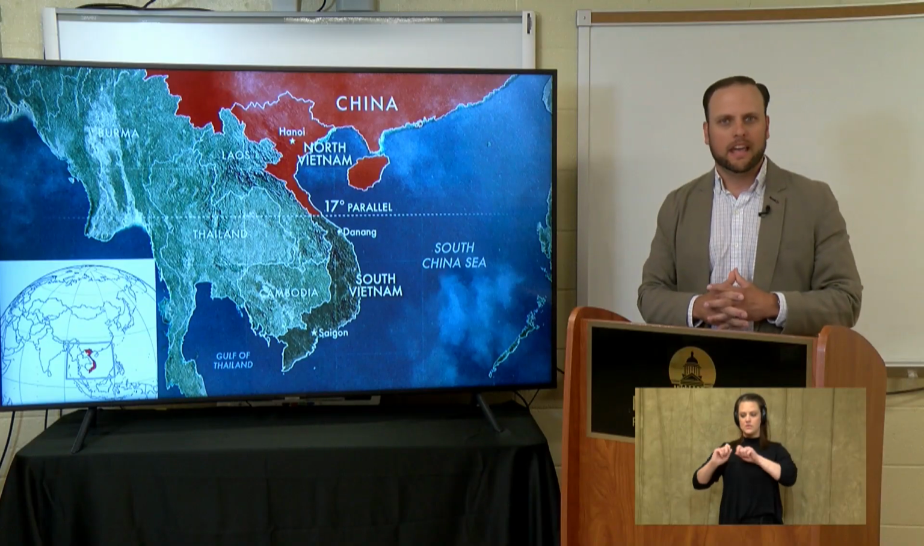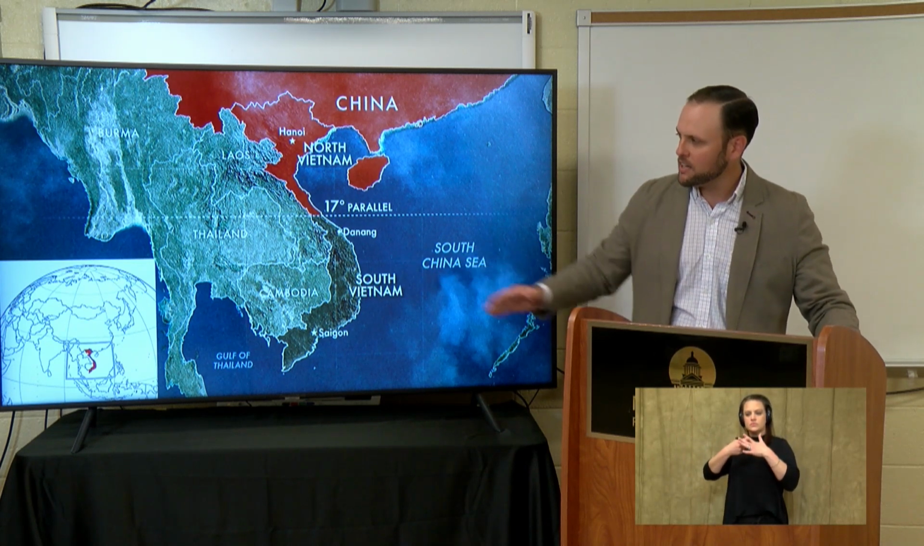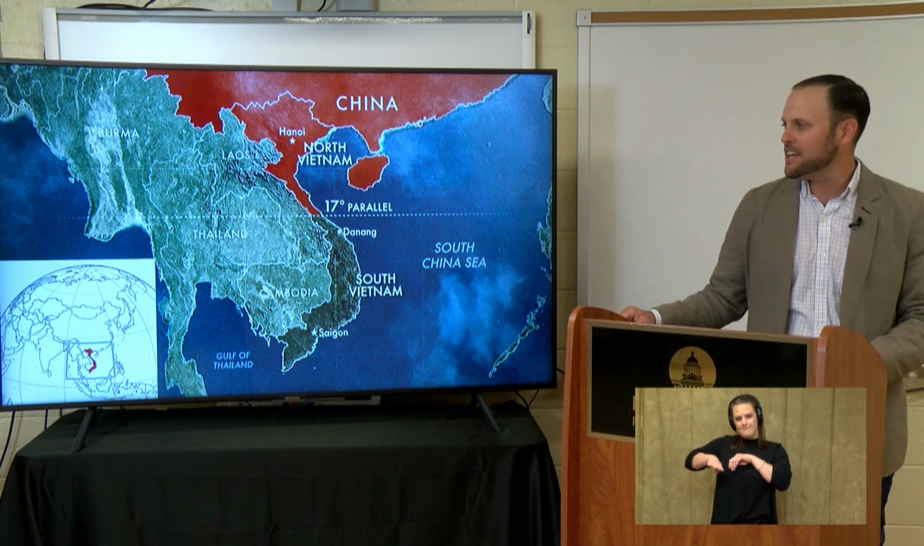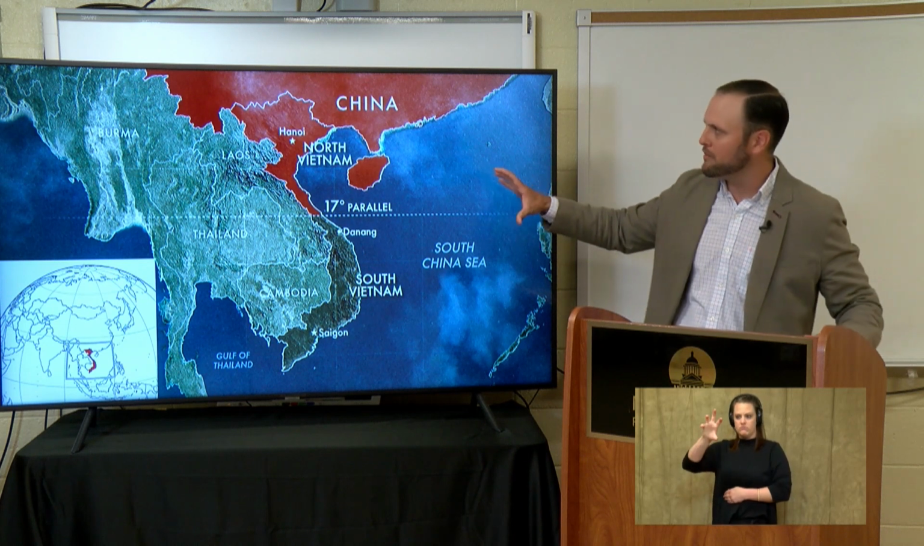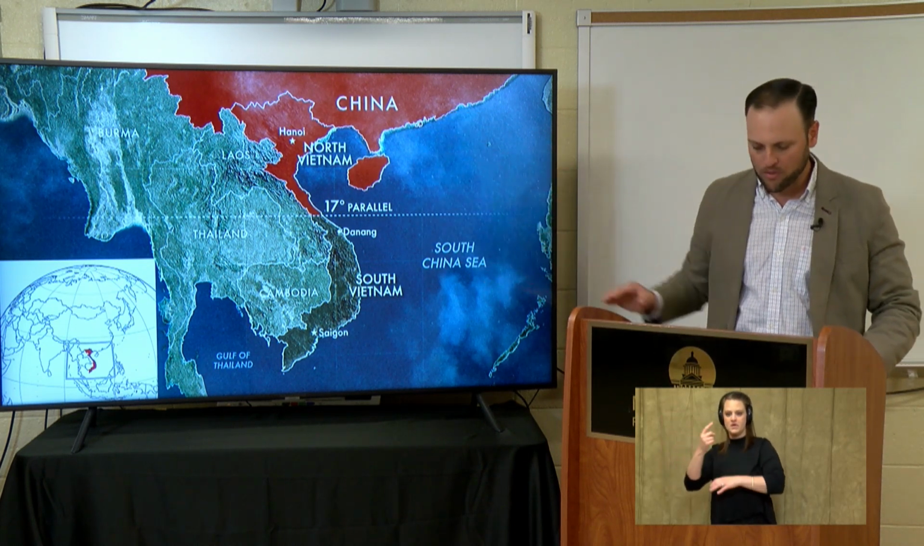Okay, so looking at this slide, it'll kind of help us see where in the world we are and help me explain how things began. So in the bottom left, I give you a world map, and you can see that Vietnam is in Southeast Asia, just south of China. And on this larger map, this is a blown up version of this. You can see China here and Vietnam, both north and south.